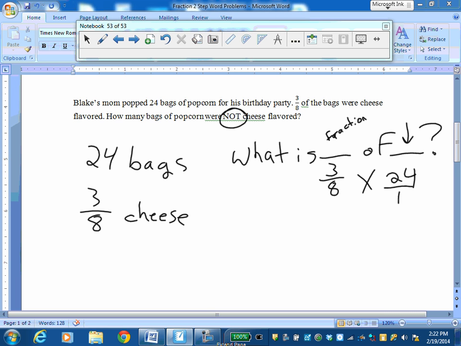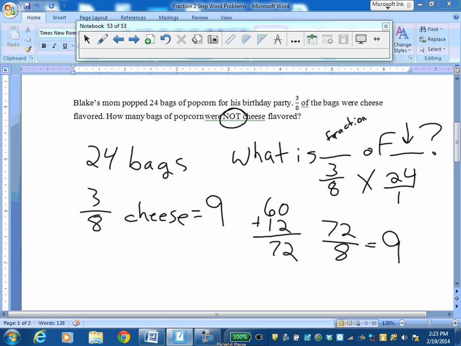So we would put that over 1. And then we work this out. 3 times 20 is 60, and 3 times 4 is 12. So that's 72. We're going to have 72 over 8. And 72 divided by 8 is 9. So what we found out is that the 3/8, there are 9 bags that are cheese. But this isn't what the question asked us. It asked us how many were not cheese flavored.